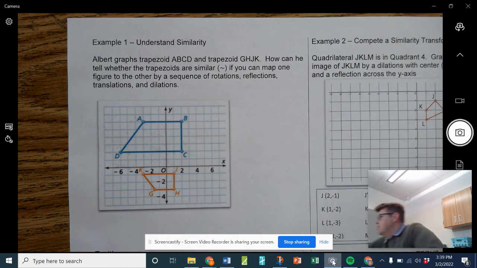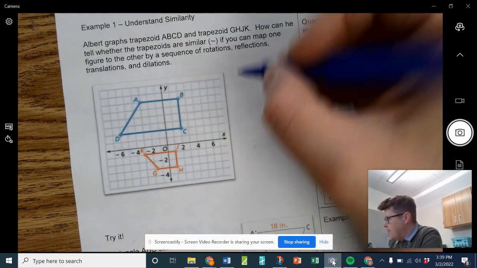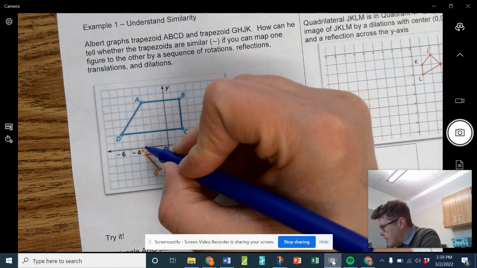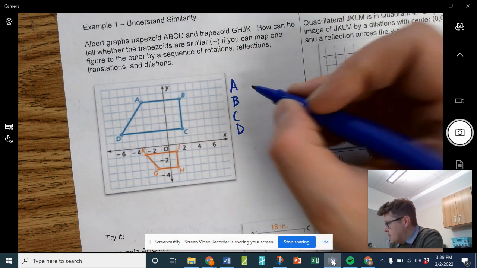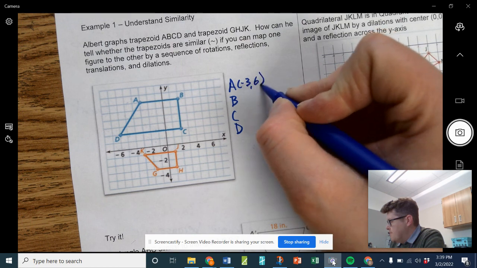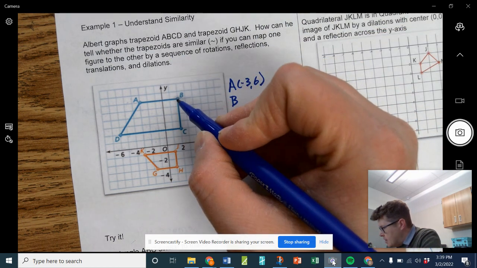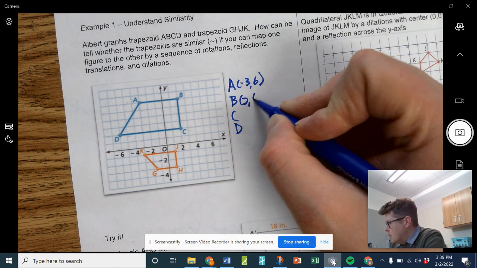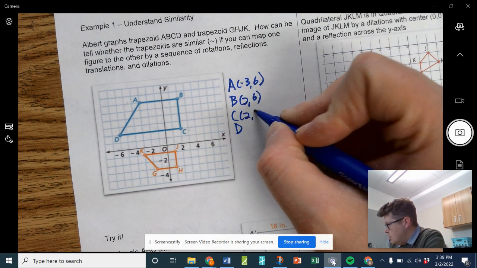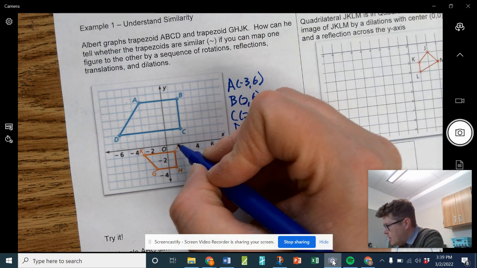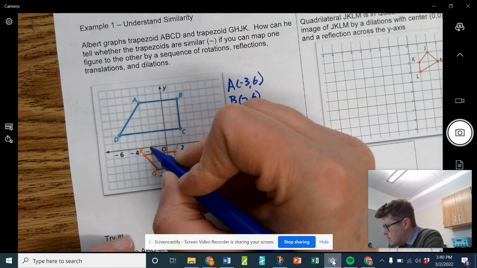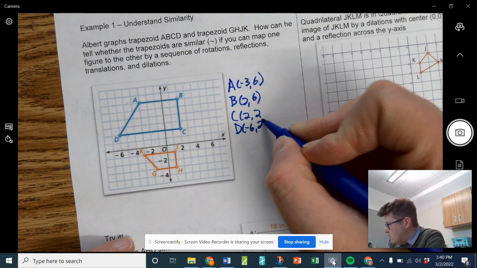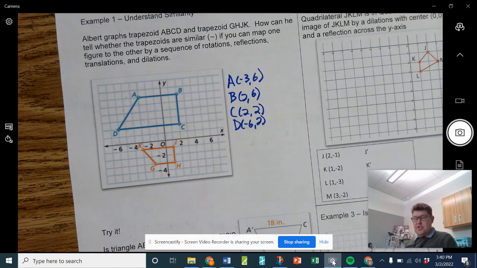So let me do blue because that's a blue triangle, right? I've got A, B, C, D. A is at -3, 6. B is at 2, 6. C is at 2, 2, over 2 and up 2. And D is at -1, 2. So we've got our original shape right there.